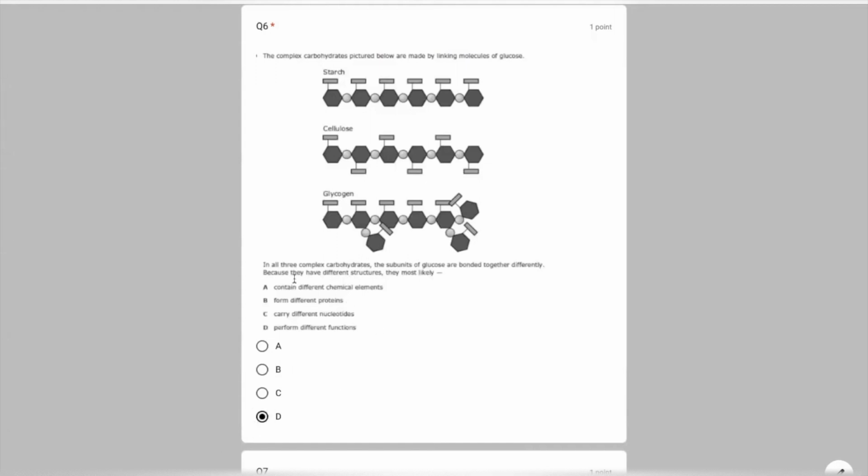A is wrong because bonded together differently. They're still going to be bonded together by the same thing, and having different structures wouldn't be like really chemical element. And then they form different proteins. It doesn't really specify that in the question. And then C, they carry different nucleotides because they have different structures. There is a low chance they might, but it's not going to be most likely. It's just going to be because they have different structures, just common sense. They have different structures. They're probably going to carry different functions.